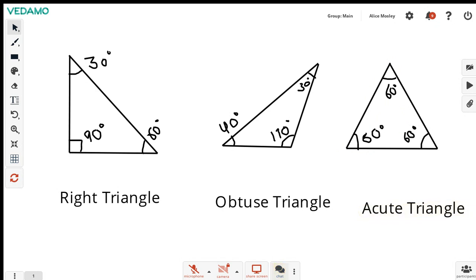Does anyone have any doubt in these three types of triangle? Negative, not true. Sorry? Negative. Okay. Mr. Raymond, you were saying something?